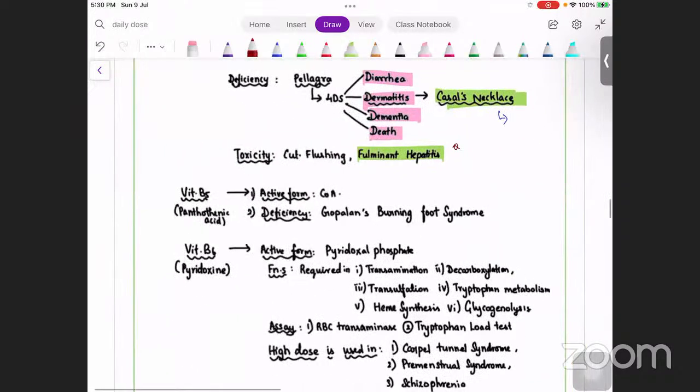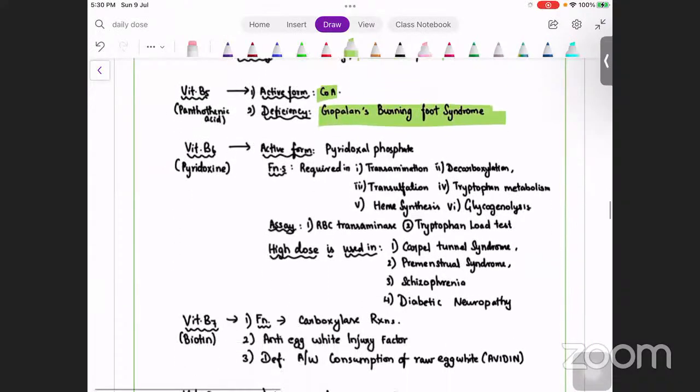Then you have vitamin B5. Active form is coenzyme A. Deficiency causes Gopalan's burning feet syndrome. And vitamin B6, active form is PLP.